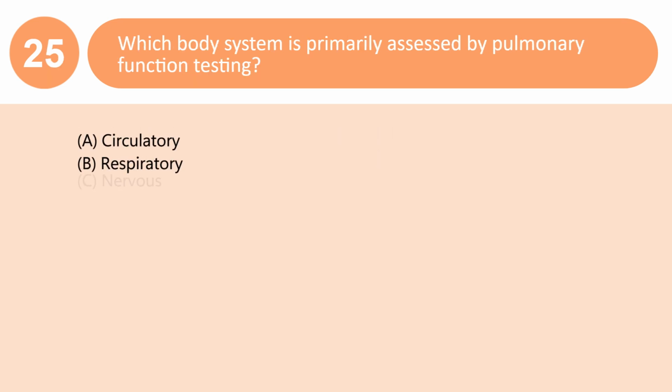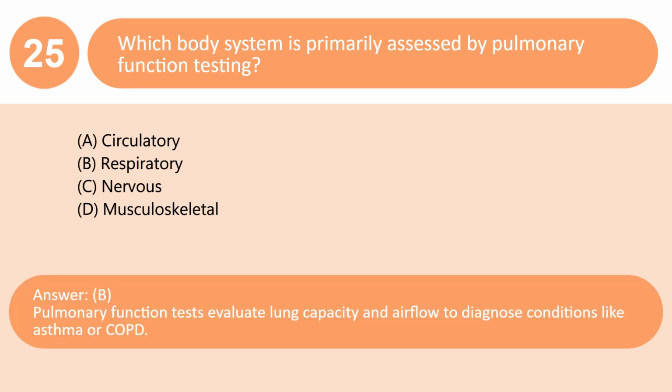Which body system is primarily assessed by pulmonary function testing? A. Circulatory. B. Respiratory. C. Nervous. D. Musculoskeletal. Answer: B. Pulmonary function tests evaluate lung capacity and airflow to diagnose conditions like asthma or COPD.